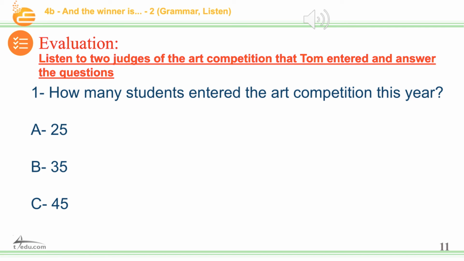Right, it's time to decide the winner. What do you think? Well, it's difficult. Were there more works of art this year? Yes, last year we had 35 students. But this year there are 45. And 25 of those students entered paintings. To be honest, I don't think any of the paintings are good enough to win. Neither do I. So we agree that one of the sculptures should win. Yes. What do you think of last year's winner?